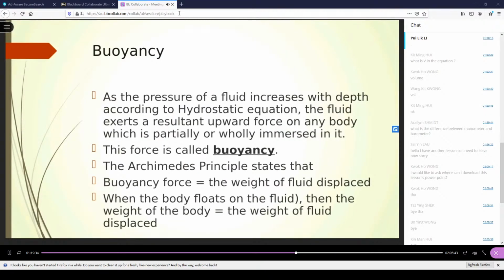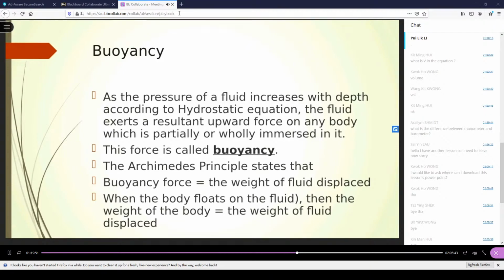Okay, so far so good. Now we have finished the hydrostatic equation. Not yet. The hydrostatic equation is actually so important. Now remember, ΔP equals ρgΔh, where ΔP is the pressure change due to height change.